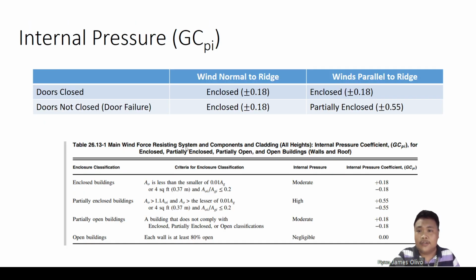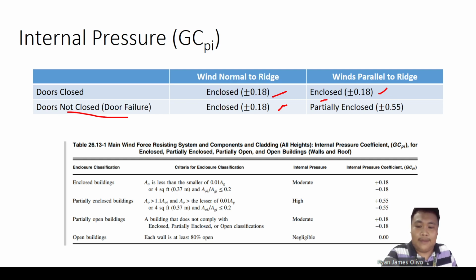So as you can see here, this is our internal pressure. If the doors are closed, both are positive and negative 0.18. So we have no problem in putting load cases if we assume that doors do not fail, or doors can be closed during high winds, no. And obviously in wind normal to the ridge, since it's still suction type in the area in which the door is open, assuming that doors are not closed, in wind normal to the ridge, it's still enclosed.